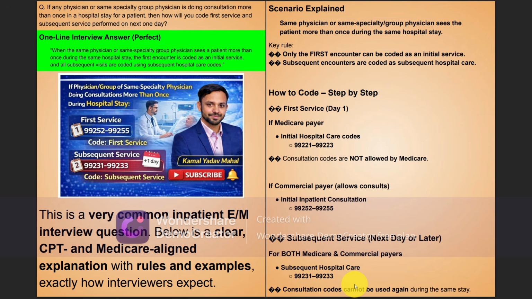Next question is here: if a physician or same specialty group physicians do consultation more than once in a hospital stay for the patient, then how will you code the first service and subsequent services, like performed the next day? Like one day the consultation is performed, second day the consultation is performed. So how will we code that consultation? Answer: one line interview question.